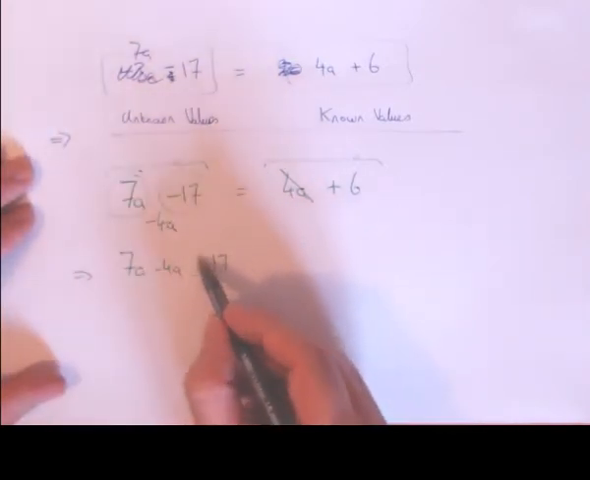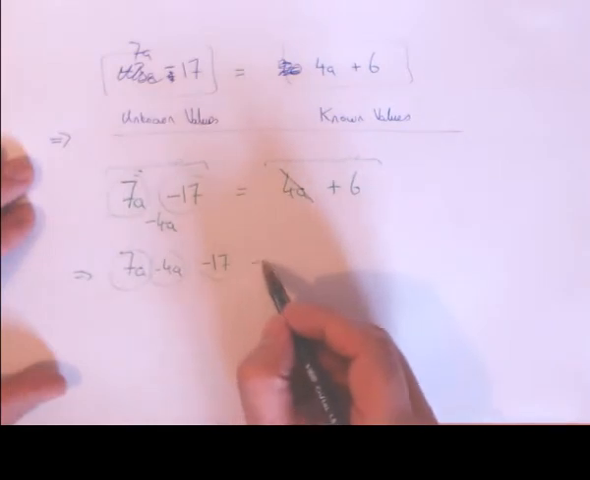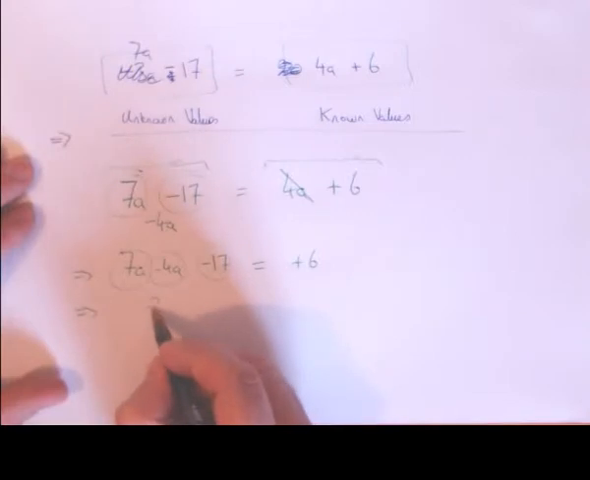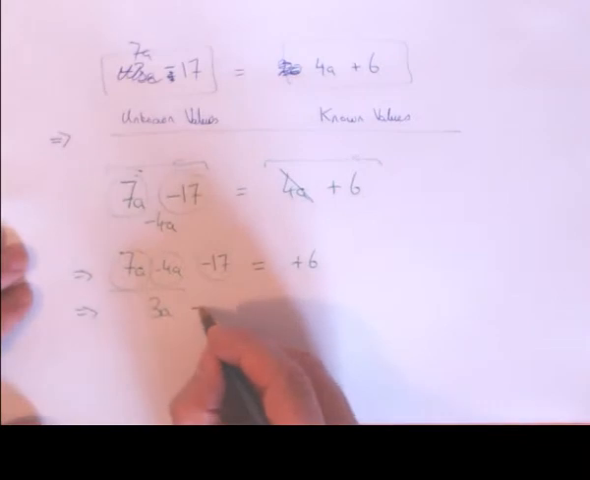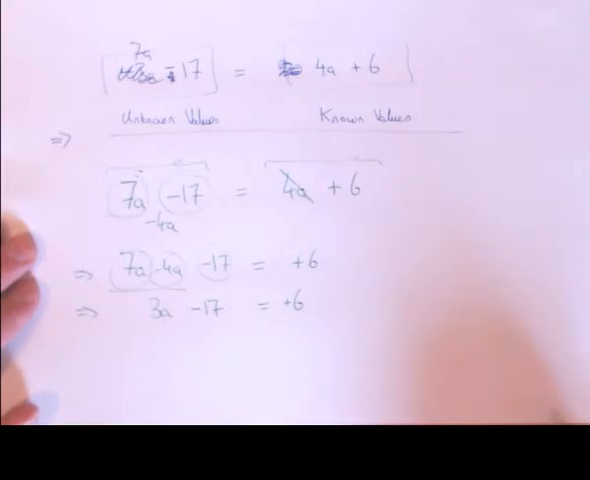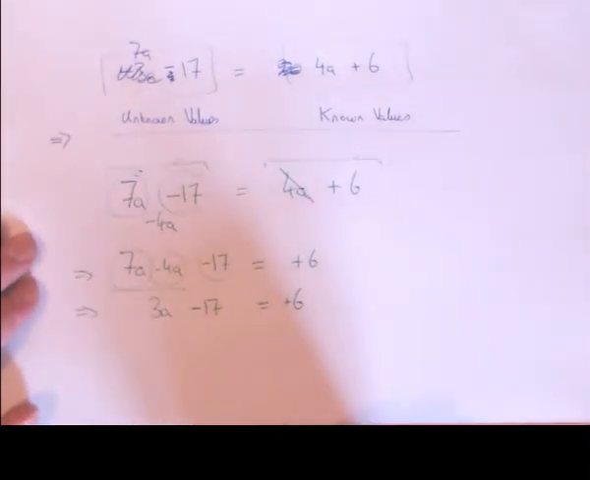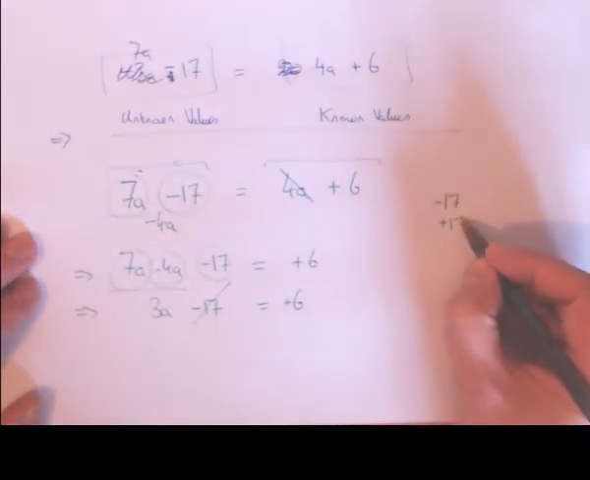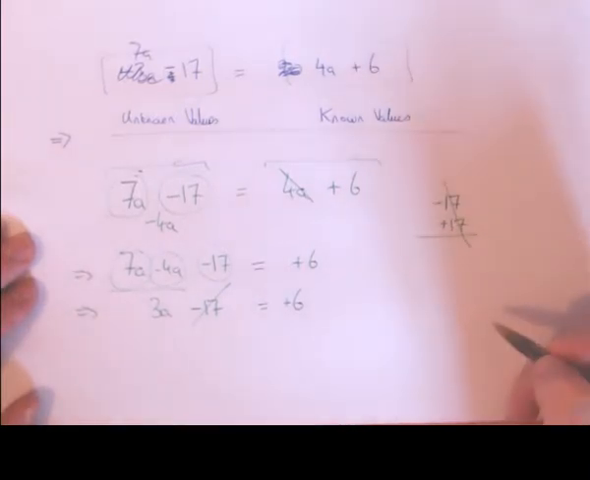We're thinking in terms again, remember? We dealt with terms before. It's the same as plus 6. As we go along, we always tidy up. We know from simplifying that 7a minus 4a is 3a, and we have our other term, minus 17 is equal to 6. Now, I don't want this negative 17 here, so I'm going to remove a negative 17. Okay, how do we remove a negative 17? We add 17 to it, and it's gone.